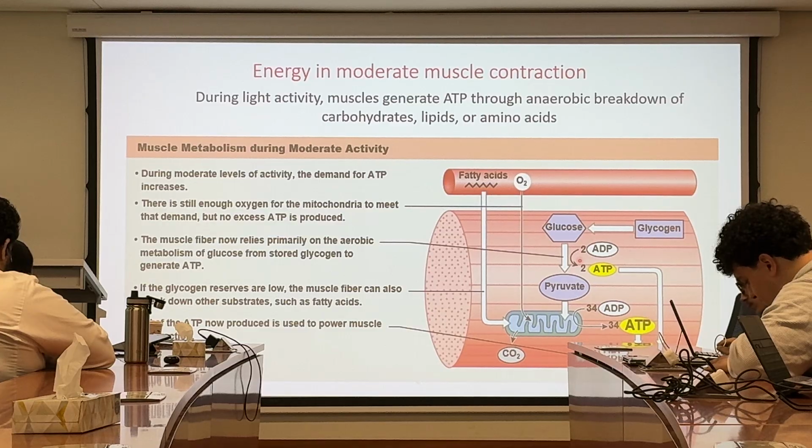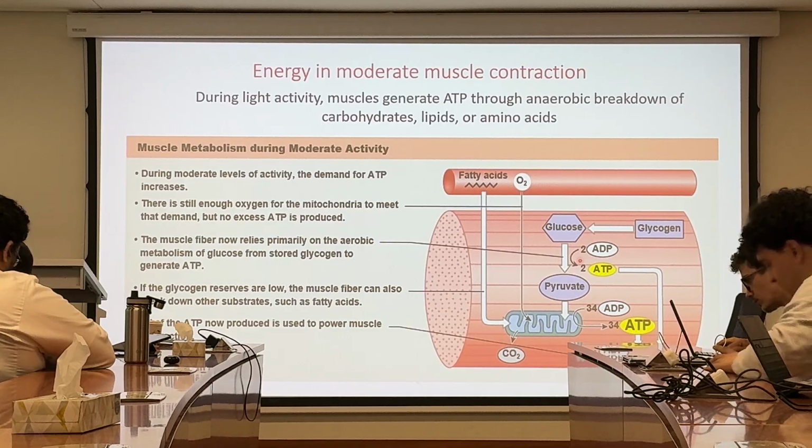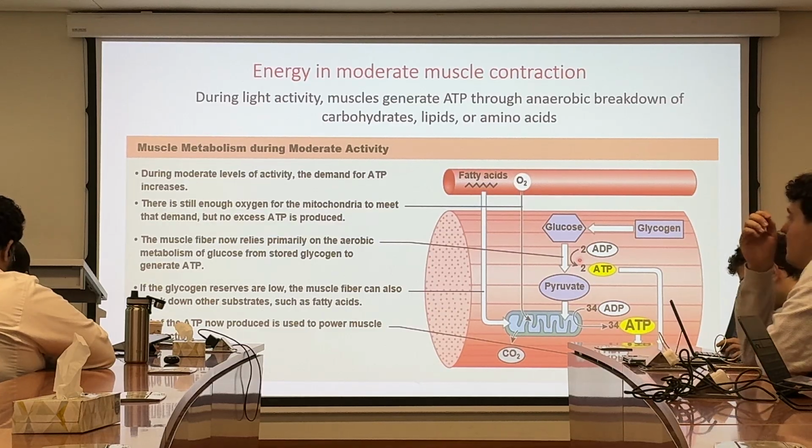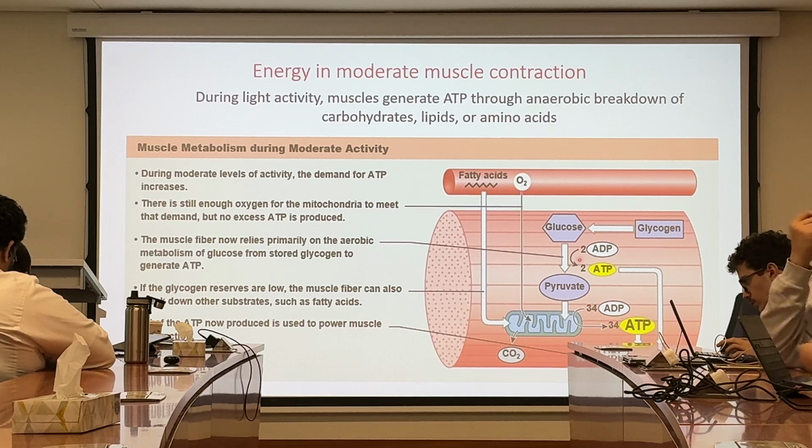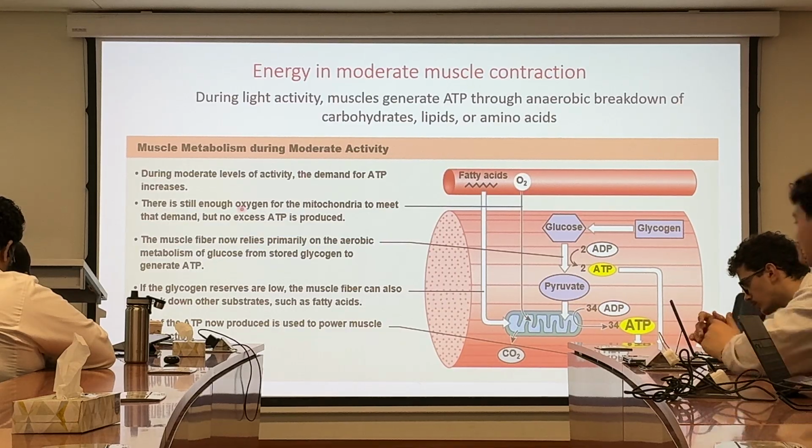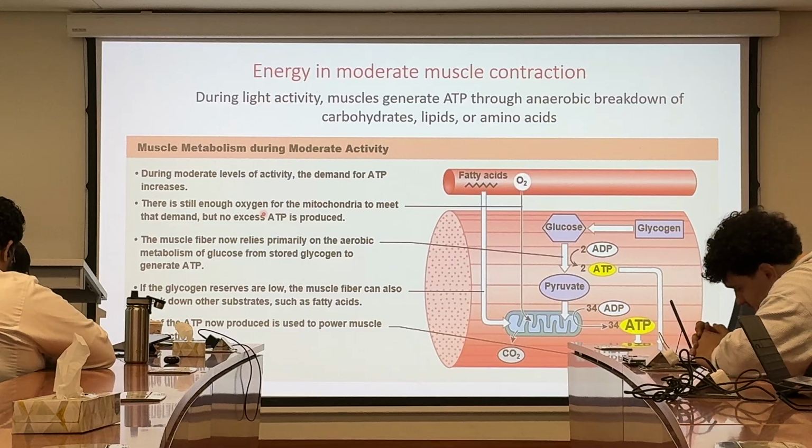So this is submaximal contraction of the muscle with the availability of oxygen and fatty acids. So during moderate levels of activity, your ATP is essentially coming from oxidative phosphorylation. There's still enough oxygen around to carry out oxidative phosphorylation. The muscle relies primarily on aerobic respiration.